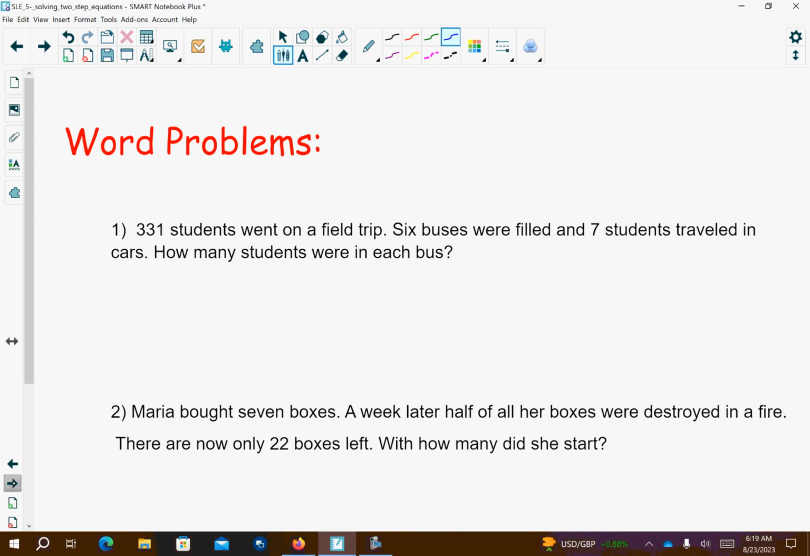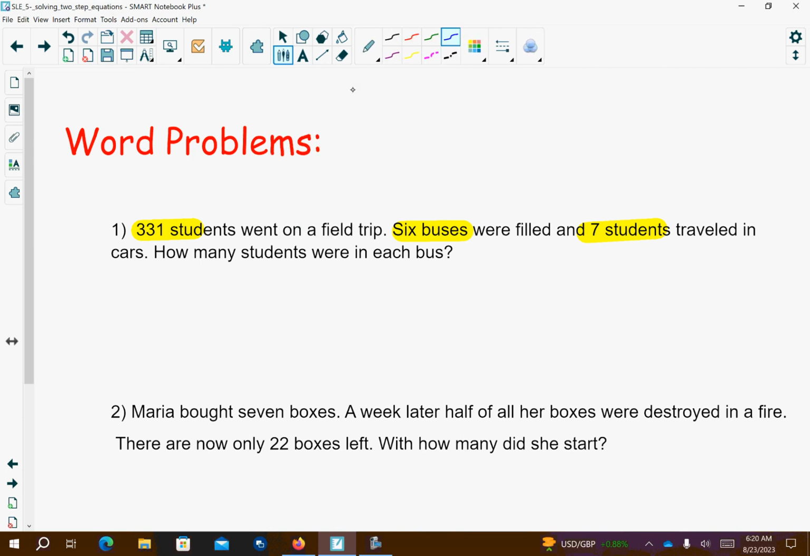So we have a word problem here. It says we have 331 students that went on a field trip. 6 buses were filled and 7 students had to travel in cars. How many students were in each bus? So let's highlight a few things. This is my total students. We had 6 buses and 7 were in cars.